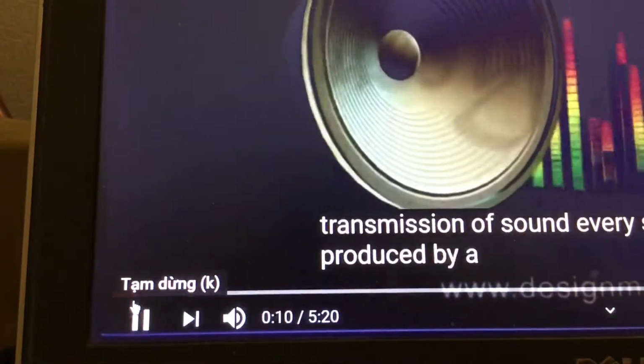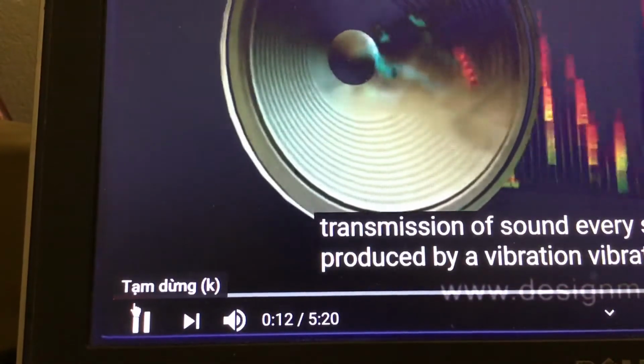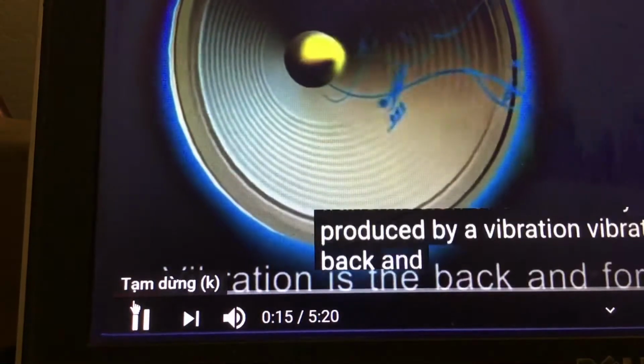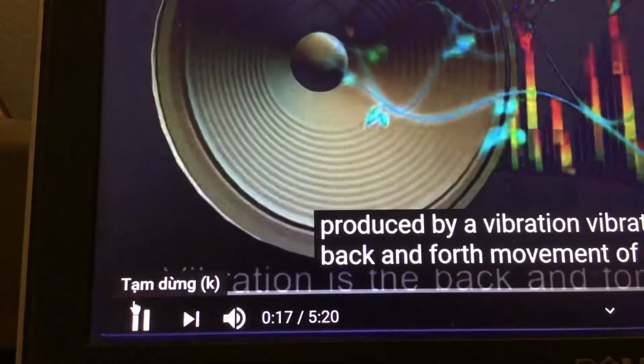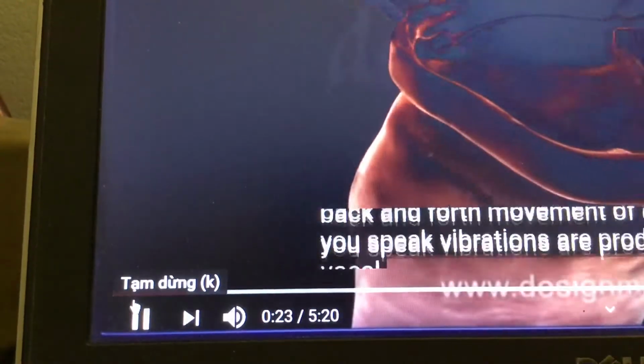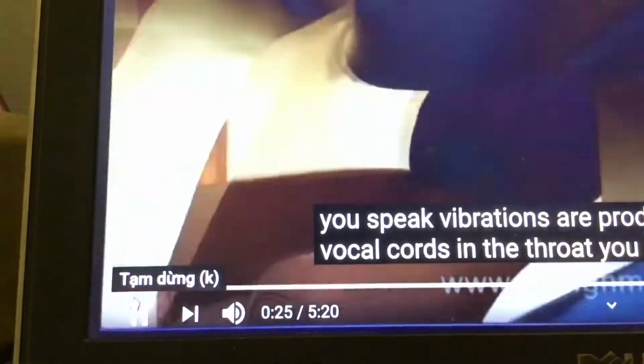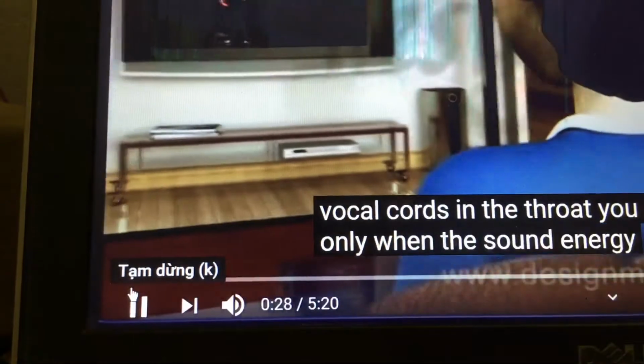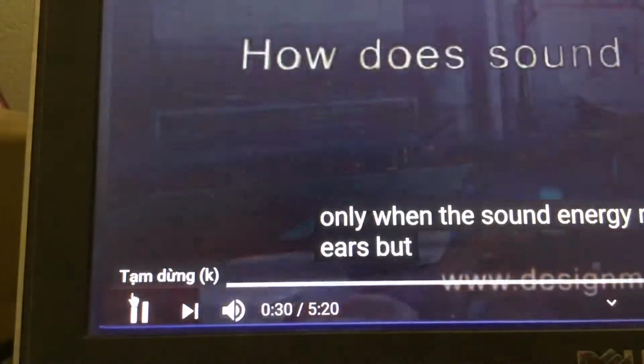Transmission of sound. Every sound is produced by a vibration. Vibration is the back and forth movement of an object as you speak. Vibrations are produced by the vocal cords in the throat. You can hear only when the sound energy reaches your ears.